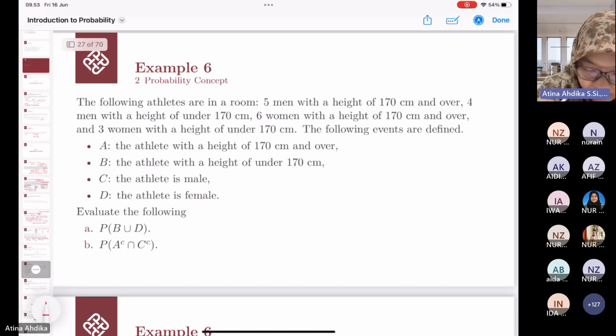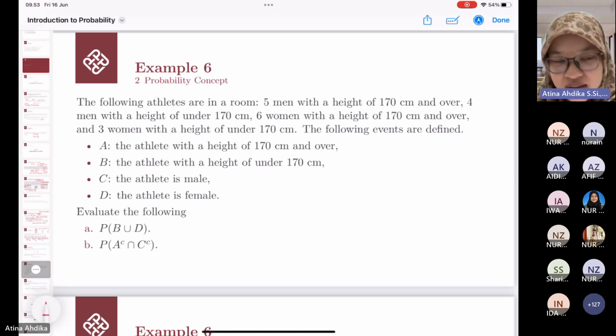Okay, so I have another question. Imagine that we have some athletes in a room consisting of 5 men with a height of 170 centimeters and over, 4 men with a height of under 170 centimeters, 6 women with a height of 170 centimeters and over, and 3 women with a height of under 170 centimeters. So we can define the following events.